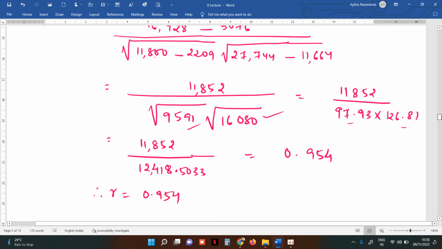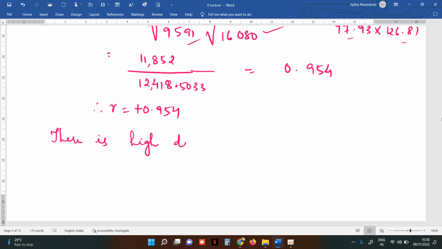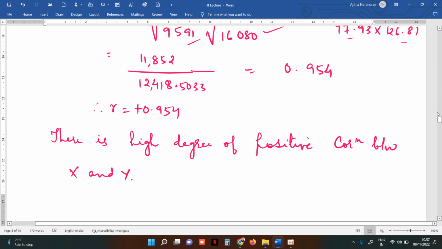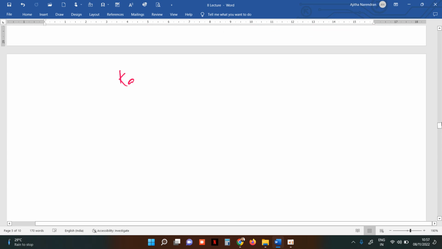What will be your interpretation here? It is positive, no? There is a high degree of positive correlation between X and Y; you can write it completely. So this is how the assumed mean method works. I have explained the 3 methods under Karl Pearson so far.